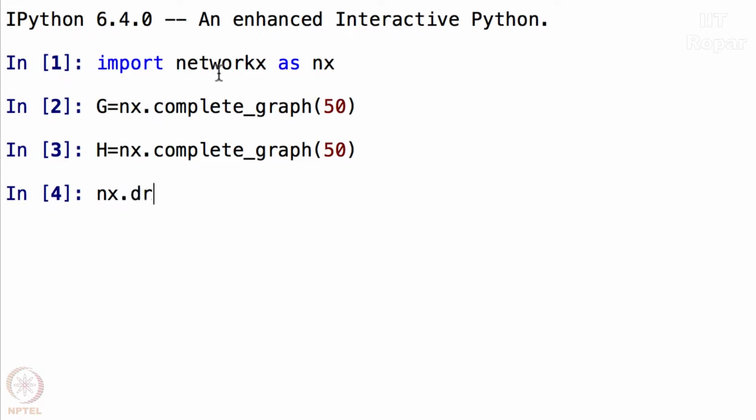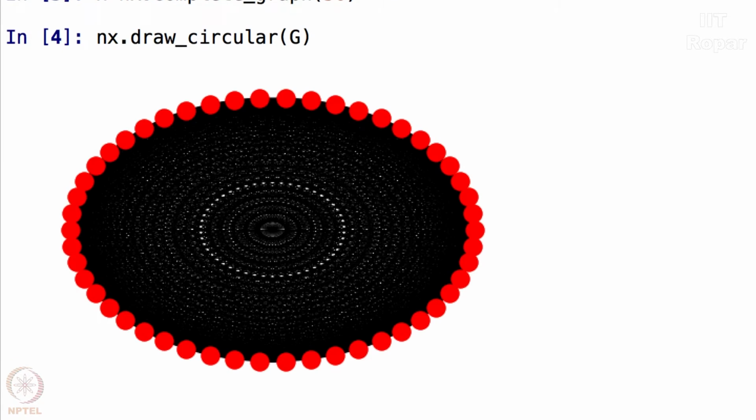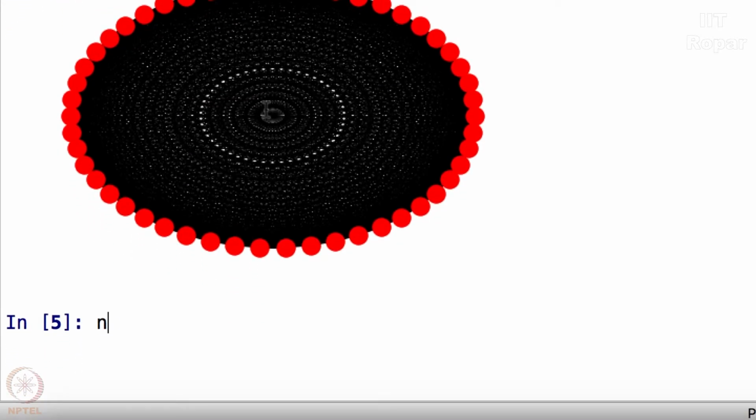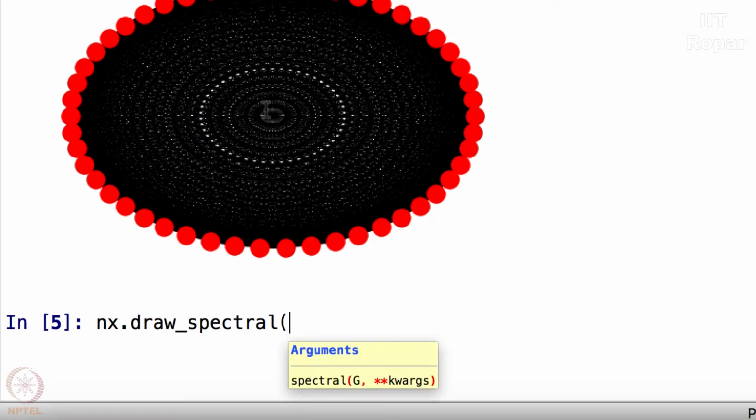Now I'm going to draw both of them, using the circular layout. You must be familiar with what layouts are, right? We have seen that in the previous videos. So I have given circular layout for G. Do you observe this graph here? Now I'm going to draw another one, nx.draw, let's say spectral, for this graph H.